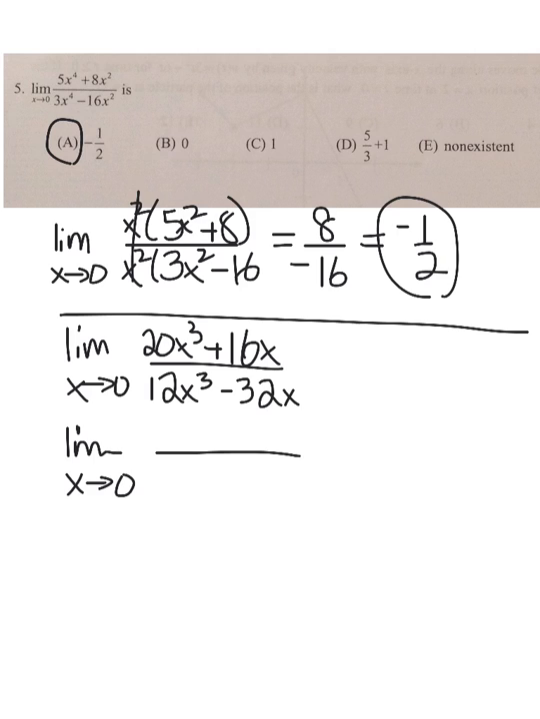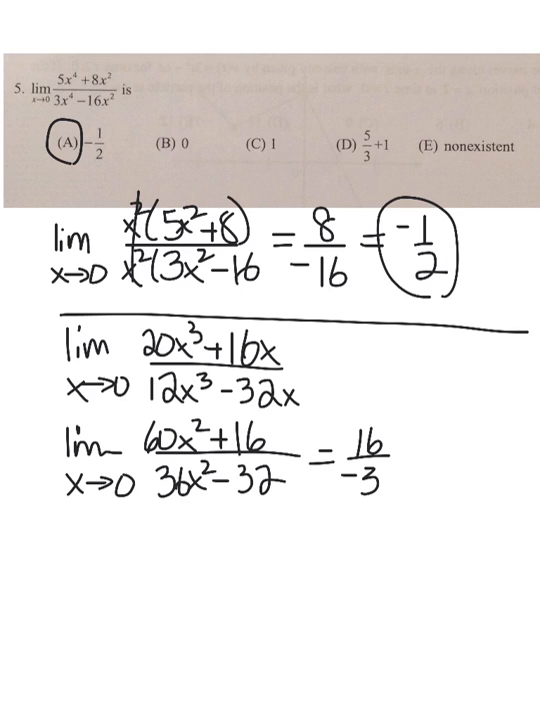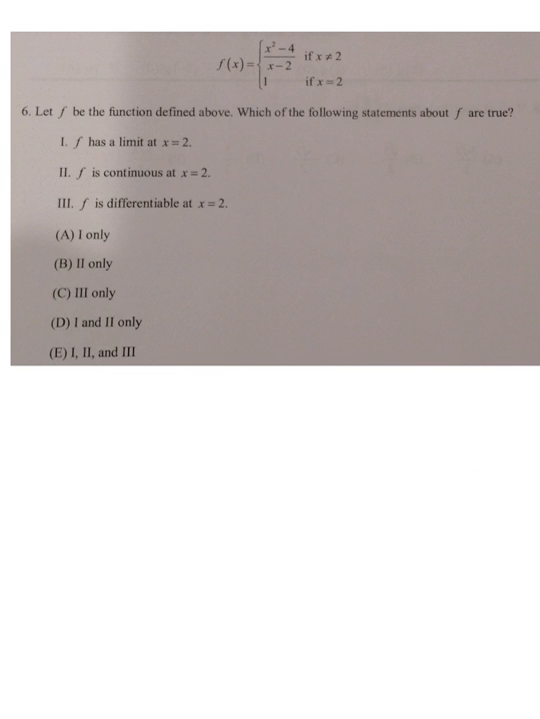And I'm going to take the derivative again. So I get 60x squared plus 16. And then I get 36x squared minus 32. Now if I plug in 0, you'll see that I will end up getting 0 here and here, but the plus 16 and the minus 32 will stay. So when I do that, I end up with 16 over negative 32, which is negative 1/2. So you take your pick, whichever way you prefer. The answer is choice A.